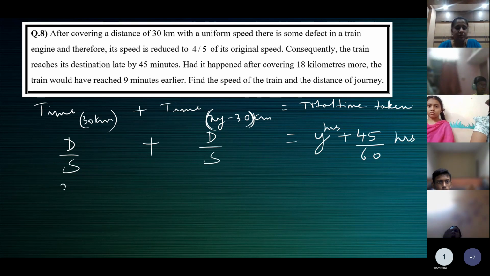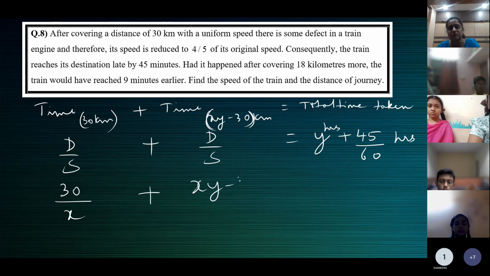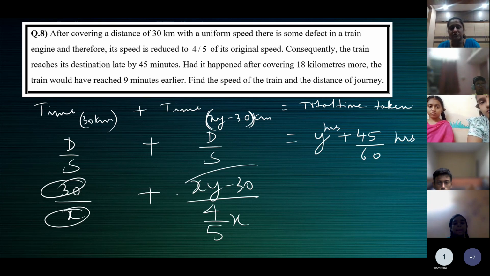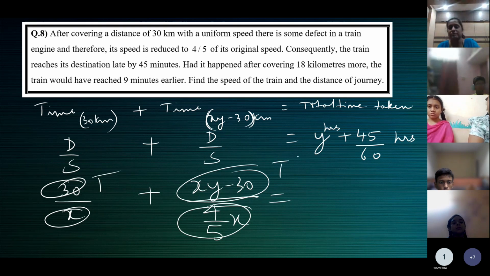So distance 30 kilometers, speed x kilometers per hour, distance by speed, plus distance xy minus 30, speed 4 by 5x, distance by speed, is equal to the total time. Distance by speed is time. The total time is y plus 3 by 4. So this is how you construct the equation.